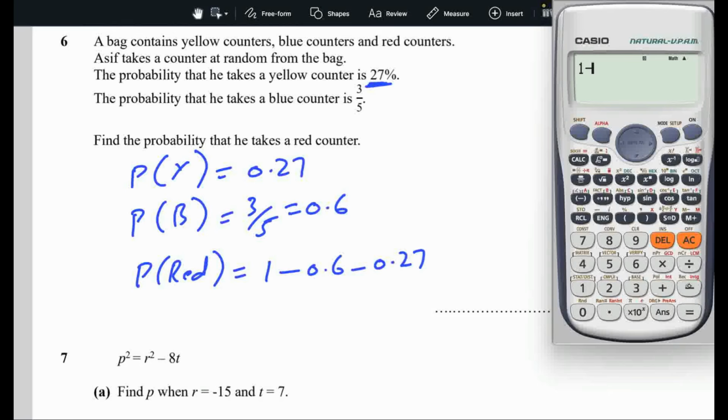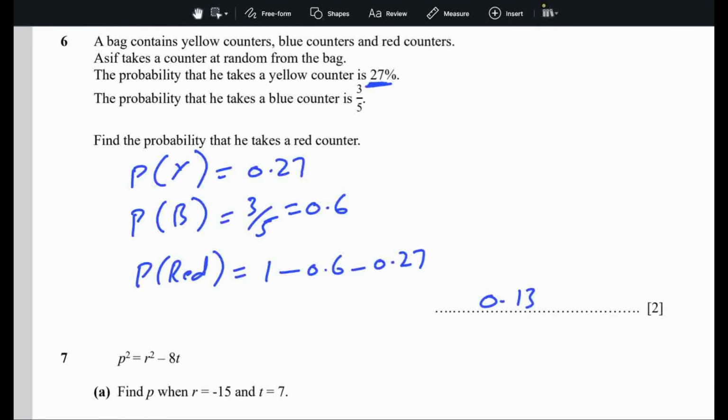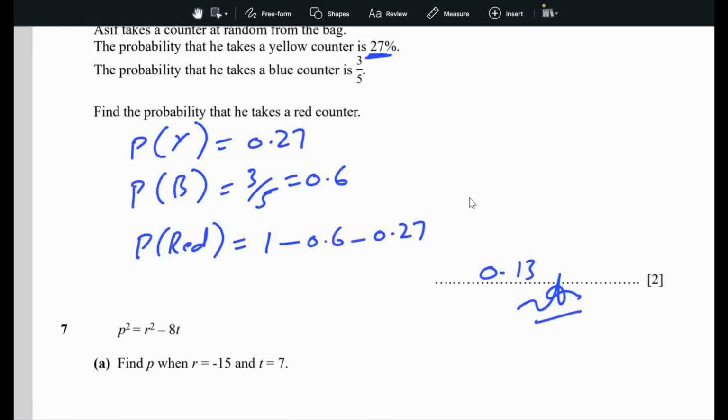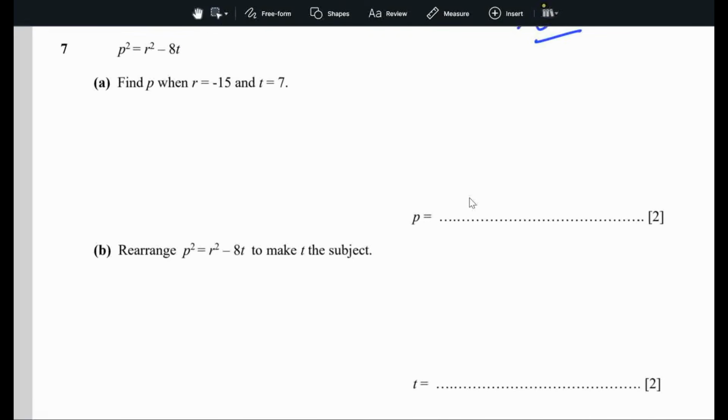So 1 minus 0.6, 0.6 minus 0.27. So this will be equals to 0.13. So 0.13 will be the final answer. Let's move to question number 7.